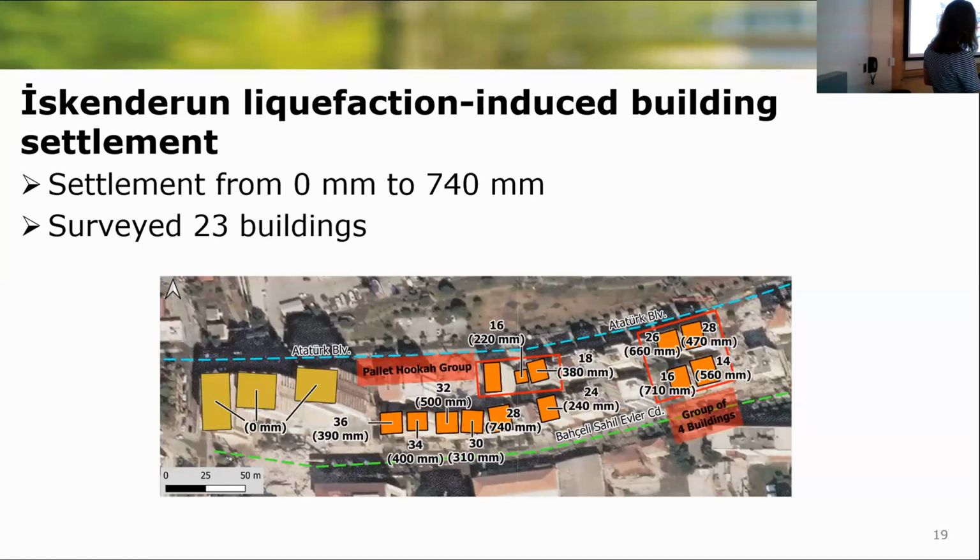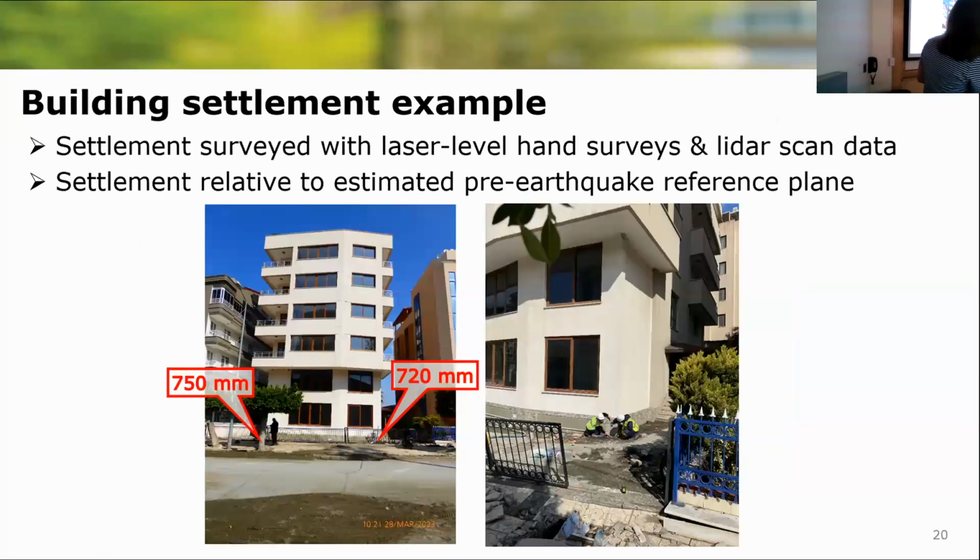So some buildings like these performed very well. These are buildings on pile foundations and high-rise buildings, with negligible settlement. And then for the most part, these buildings, which were 5 to 6 story buildings, saw significant liquefaction-induced settlement, like I said, all the way up to 700 millimeters of settlement. This is an example of one of these buildings that we surveyed in Iskenderun with very significant settlement.